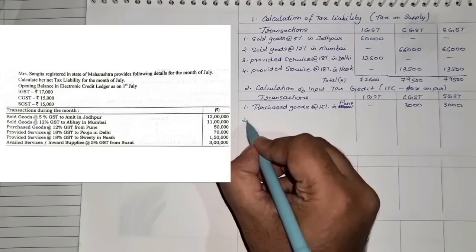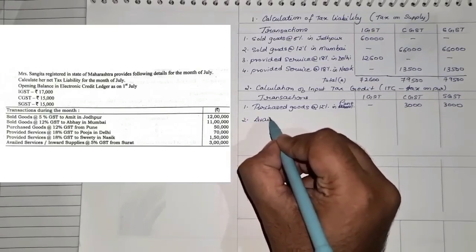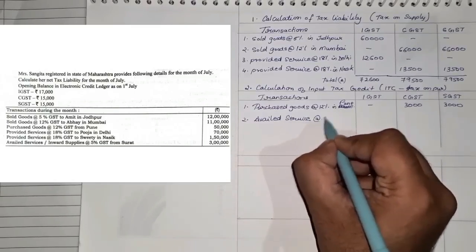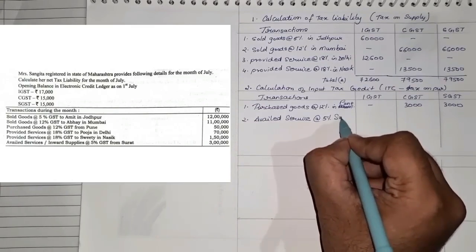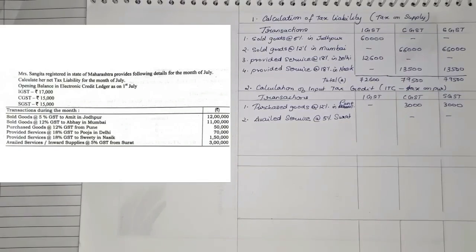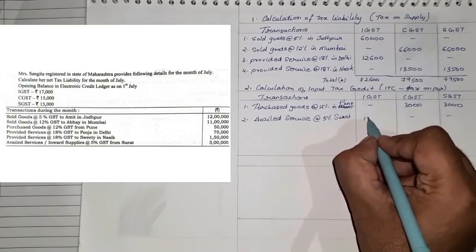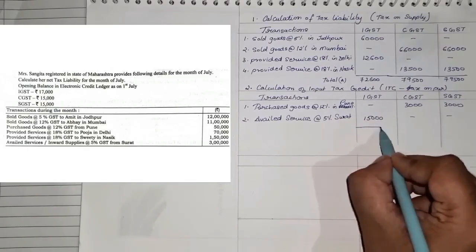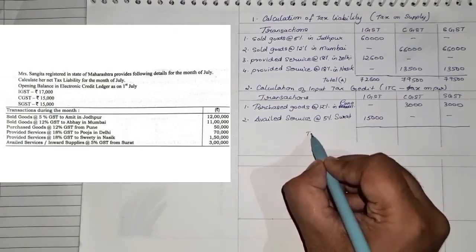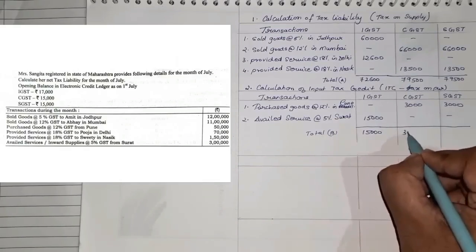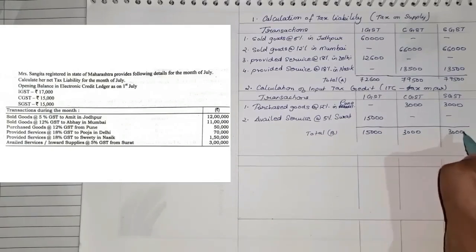Second, we have availed services, the last statement which was given there. Availed again means purchase, so availed services at the rate of 5% from Surat. Now Surat and Maharashtra, two different states, so the entire amount will go in IGST. So 3 lakh into 5% is 15,000. That's it, there's nothing else. We will total it up. That's my second total, total B. So I have 15,000, 3,000 and another 3,000.